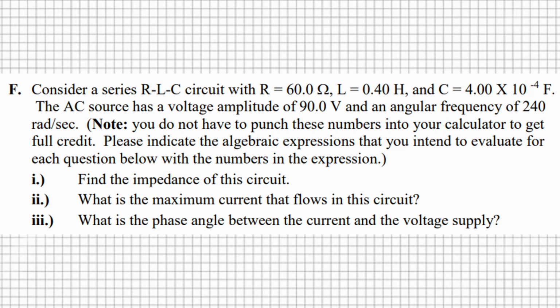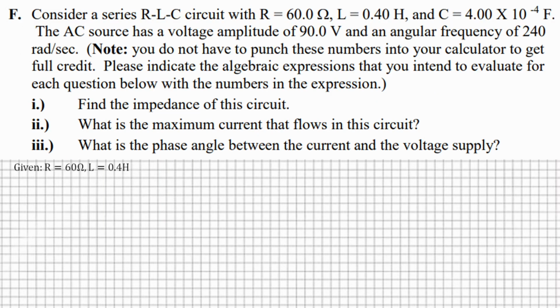Part A. Find the impedance of the circuit. Part B. What is the maximum current that flows in this circuit? And Part C. What is the phase angle between the current and the voltage supply? Reading this question, we are given that the resistance is 60 ohms, the inductance is 0.4 henry, and the capacitance is 4 times 10 raised to negative 4 farads. The voltage is 90 volts and the angular frequency is 240 radians per second. To find the first part is impedance, the second part is the maximum current, and the third part is the phase angle. The equations needed to solve are Z, I max, and tan phi.